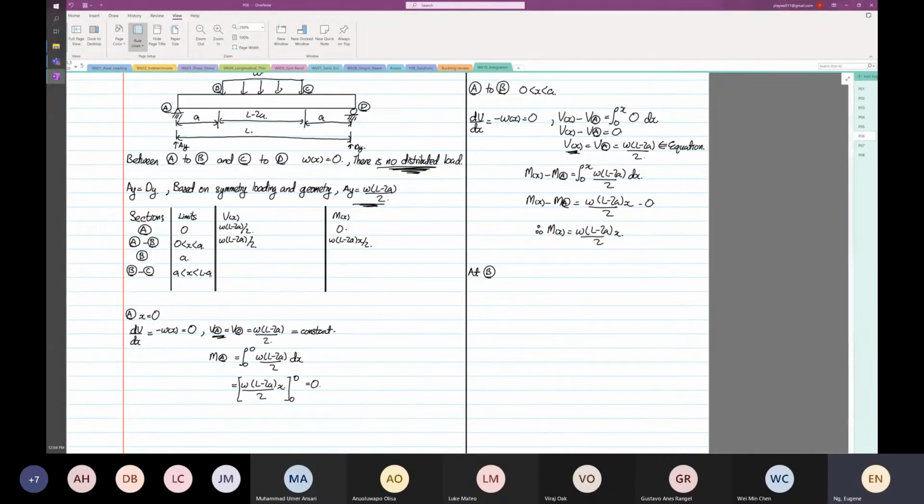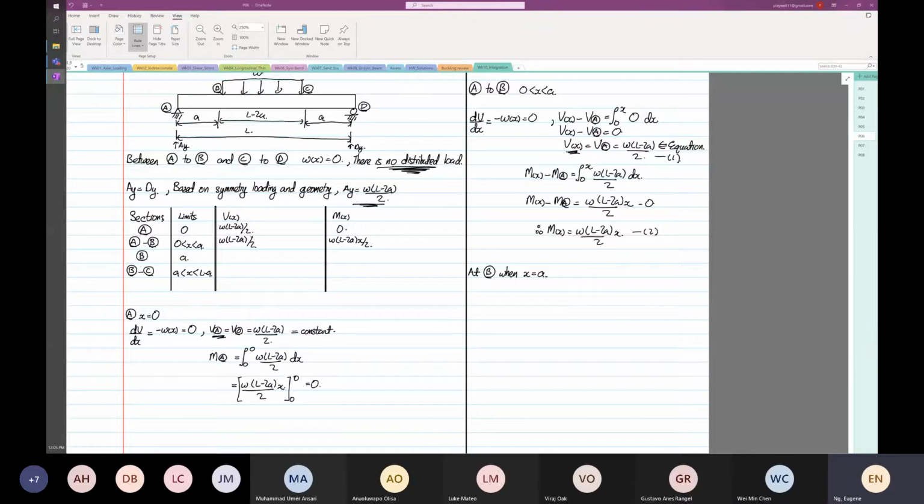Okay? So moment at point A, I just show you this because you can also use this for a point load. I want to drive the point that you can also use this for point load. So at point B, when X is equal to A, you can directly substitute. I'm going to call this my equation number 1, and this is my equation number 2.